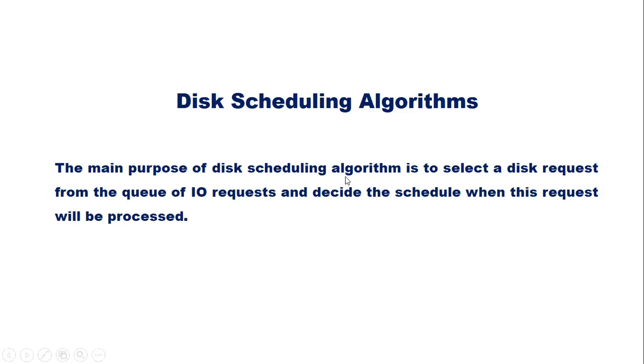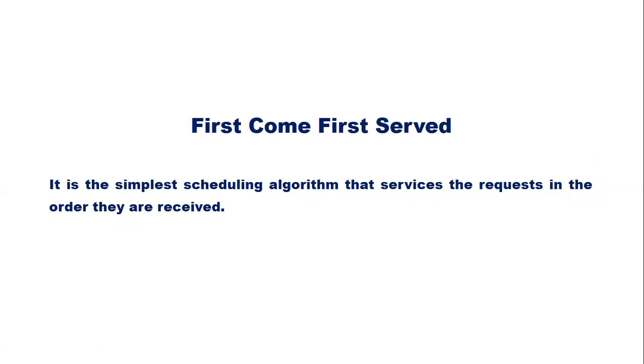So the main purpose of a disk scheduling algorithm is to select a disk request from the queue of I/O requests and decide the schedule when this request will be processed. First come, first served algorithm is the simplest scheduling algorithm that services the requests in the order in which they are received.